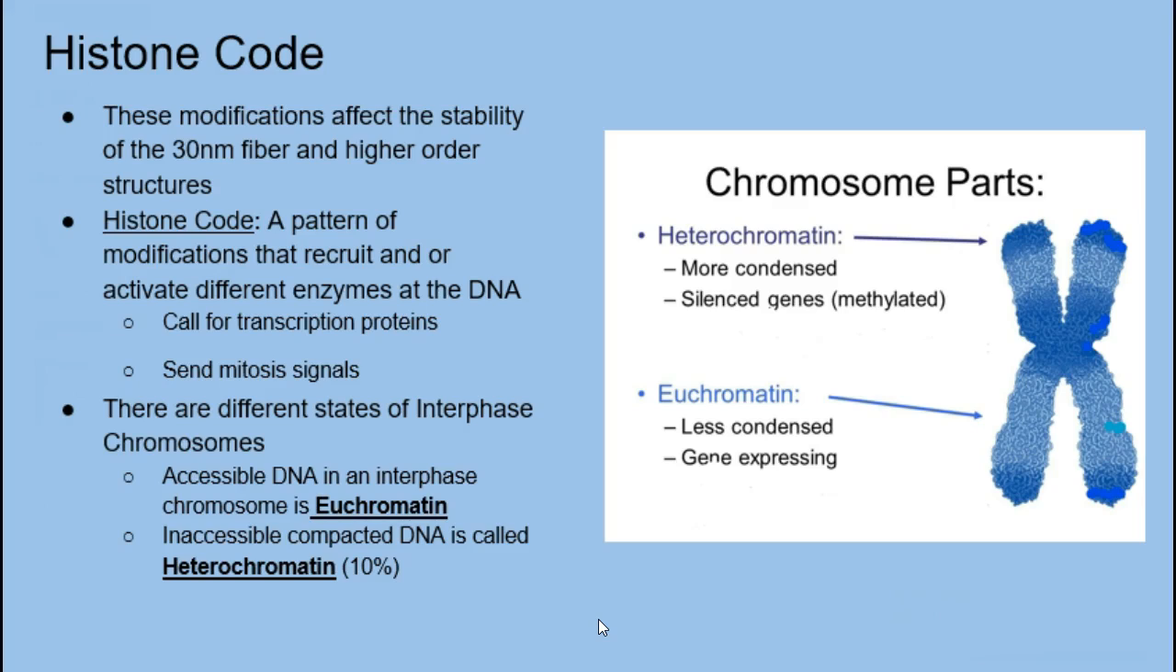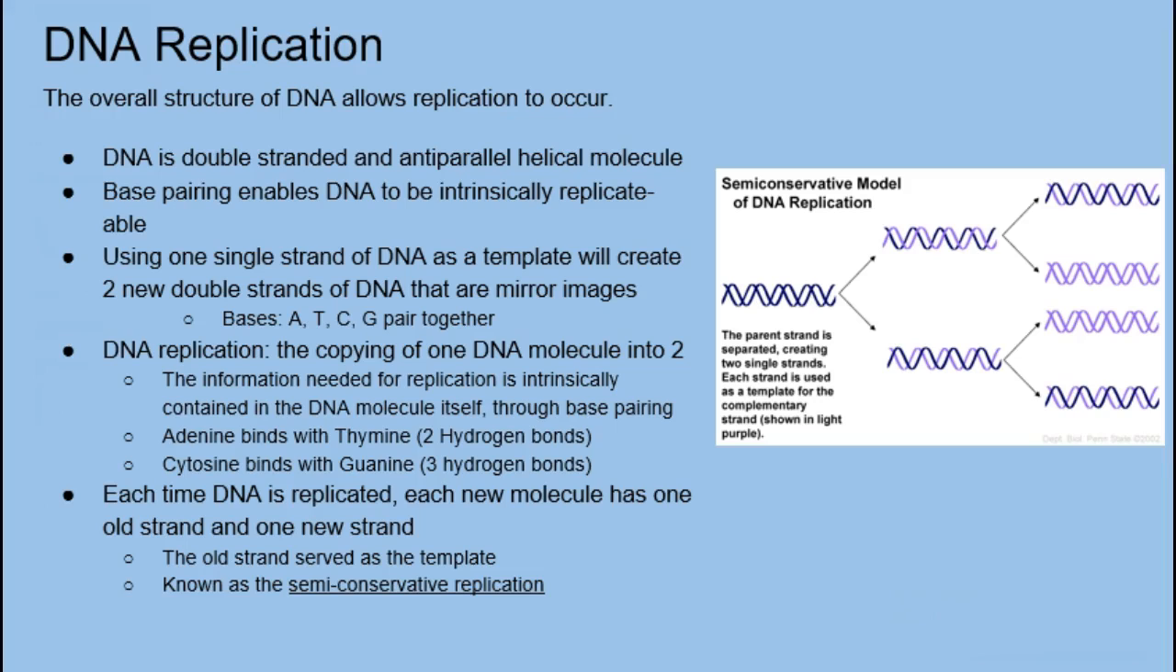The next section we're going to discuss is DNA replication. The overall structure of DNA allows replication to occur. DNA is a double-stranded and anti-parallel helical molecule. Base pairing enables DNA to be intrinsically replicatable. Using one strand of DNA as a template will create two new double strands of DNA that are mirror images of each other. DNA replication involves the copying of one molecule into two.